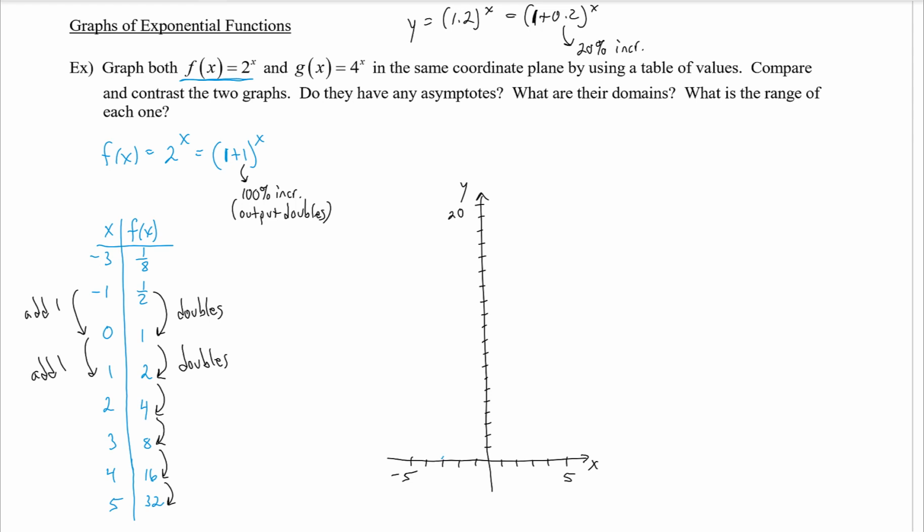So -3, 1/8; -1, 1/2; 0, 1; 1, 2; 2, 4; 3, 8; 4, 16. So 20, 19, 18, 17, 16, something like that maybe. So 2 to any power will never be 0, so it's never going to touch the axis.